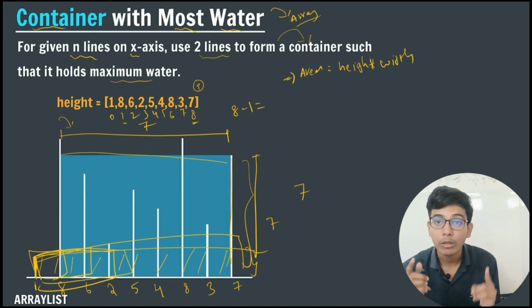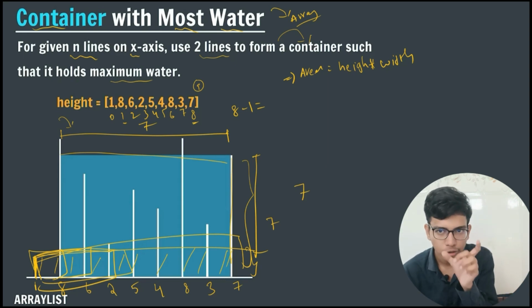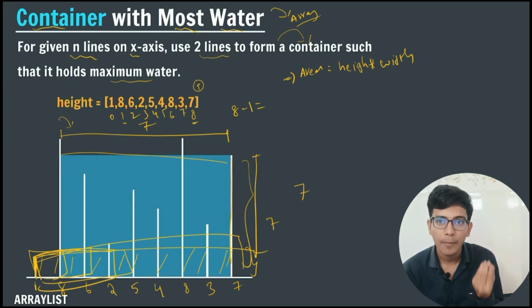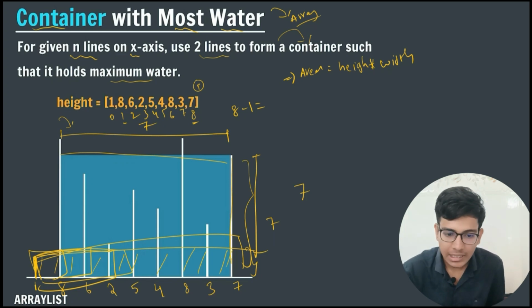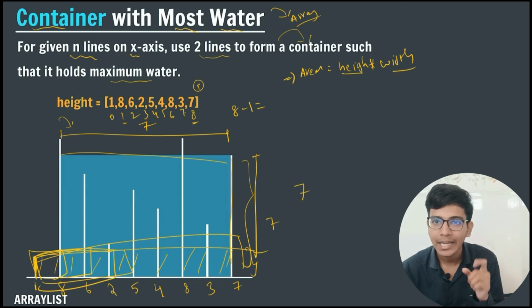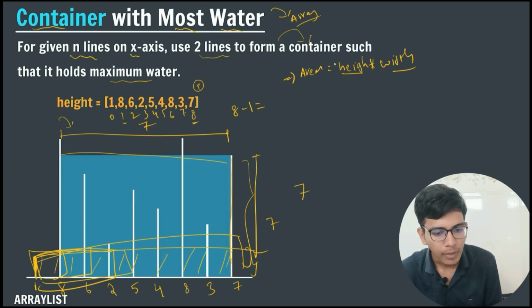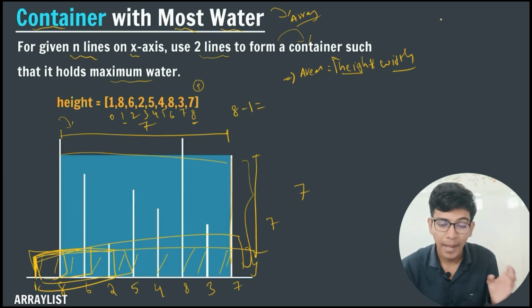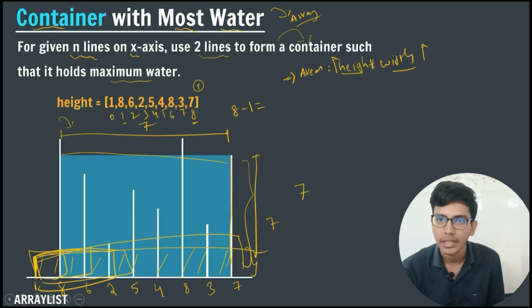Two consecutive lines will form a container, and we need to tell the maximum area which the container will store. So we need to choose those lines which will store the maximum area. Here you can see that area is equal to height into width. To get the maximum area, can you observe one thing: if my height is maximum and my width is maximum, then I will get my maximum area.